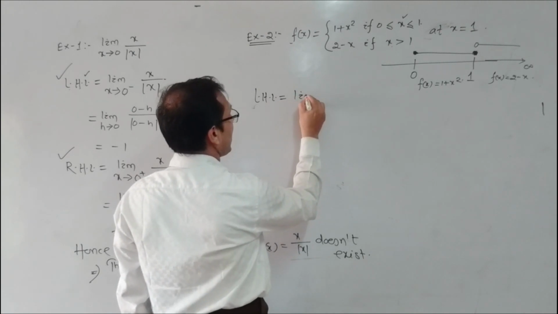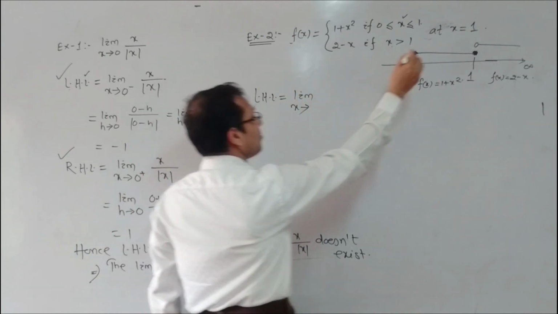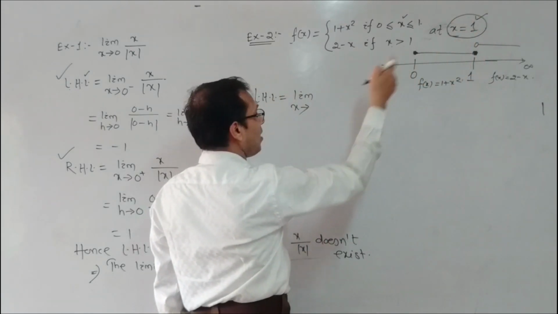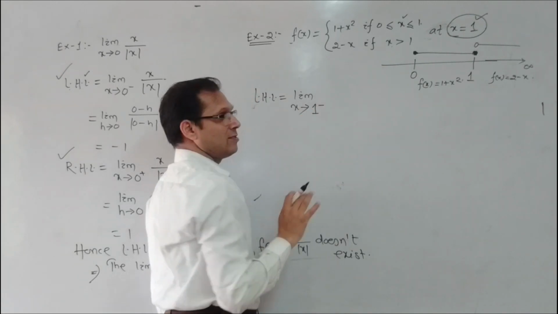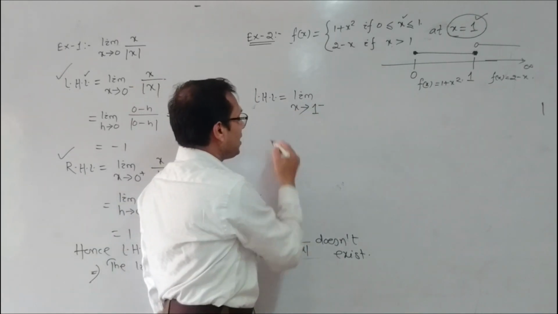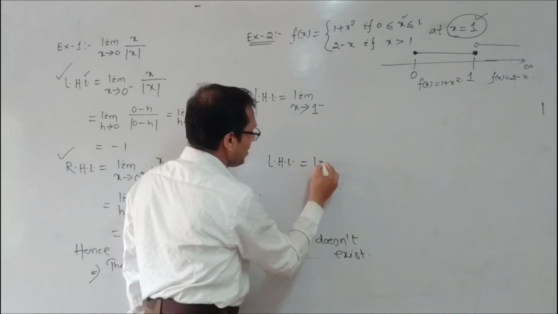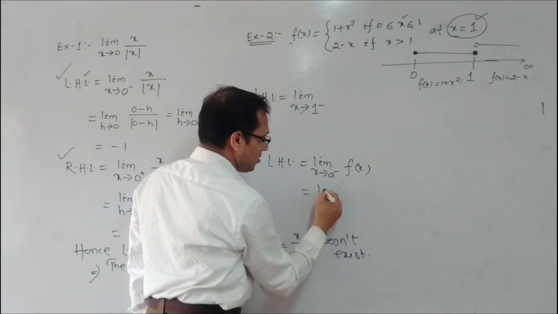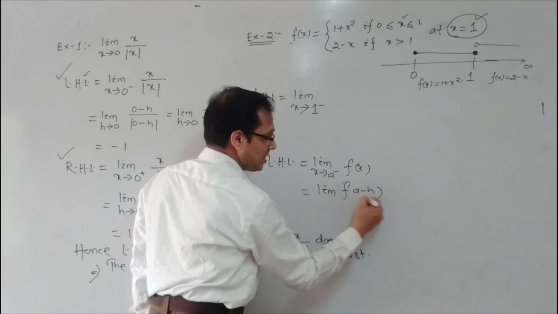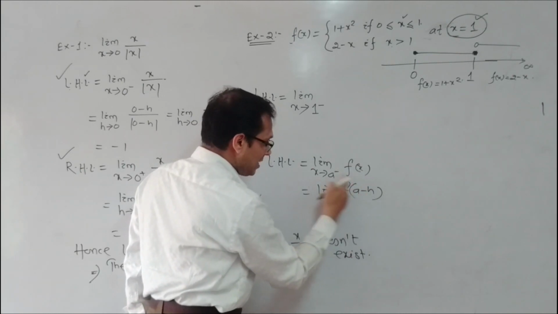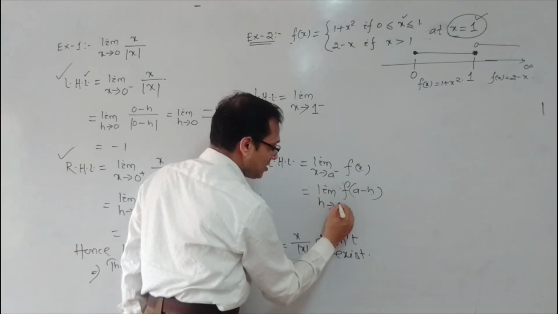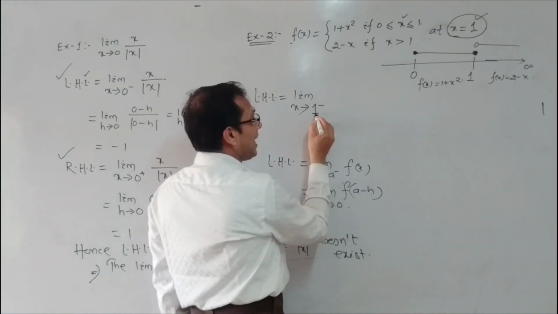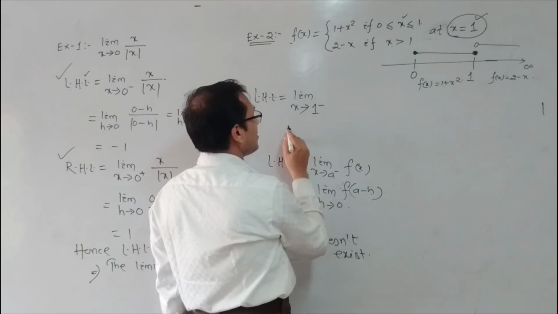So limit x tends to, what is the value of a? You have to check at x is equal to 1, that means the value of a is 1. So x tends to a minus, the LHL. LHL means limit x tends to a minus f of x is equal to limit f of a minus h. x should be replaced by a minus h. Here h tends to 0. Here a is 1.